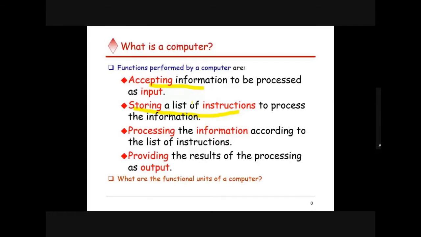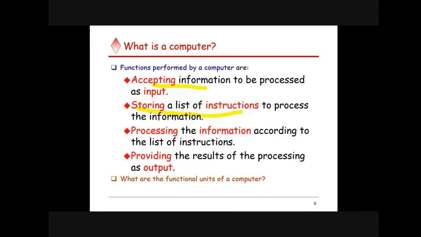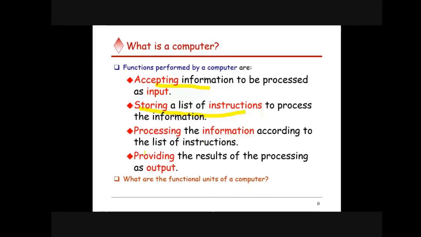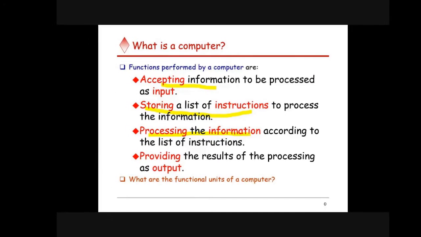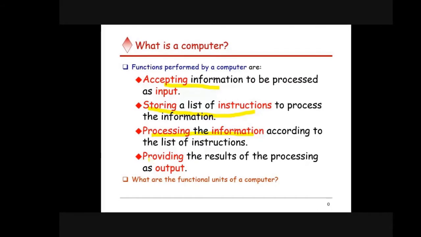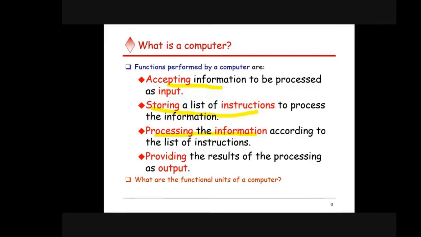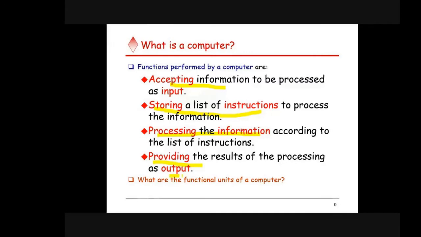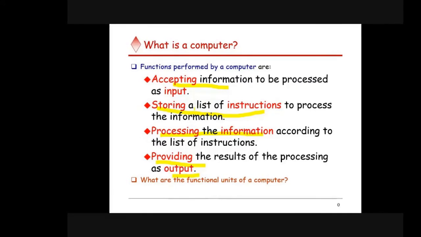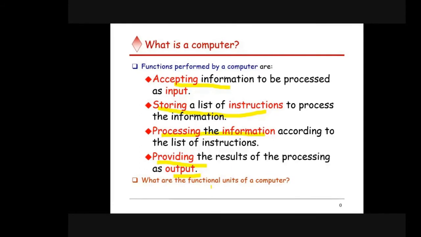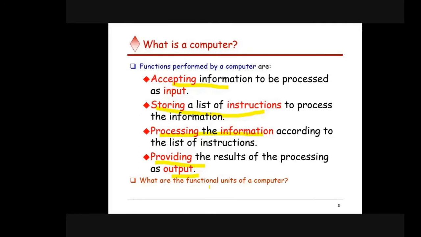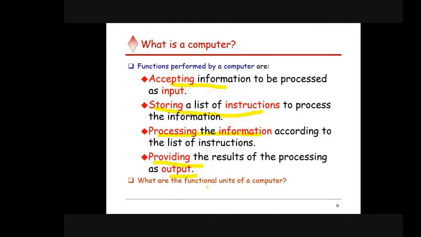So the computing machine is accepting the input and it will be storing inside the machine. And once it got the input, based on the instruction, it is processing the information. And after that, the processed result will be outputting through the output device. So these are the things a computing device will be doing. So the input will be accepted, stored inside the system and processed, and the result will be output.